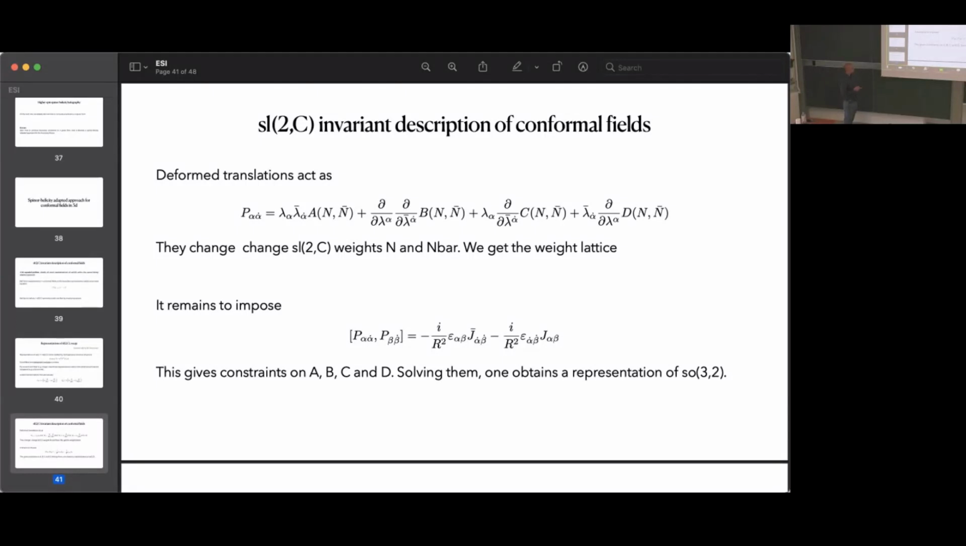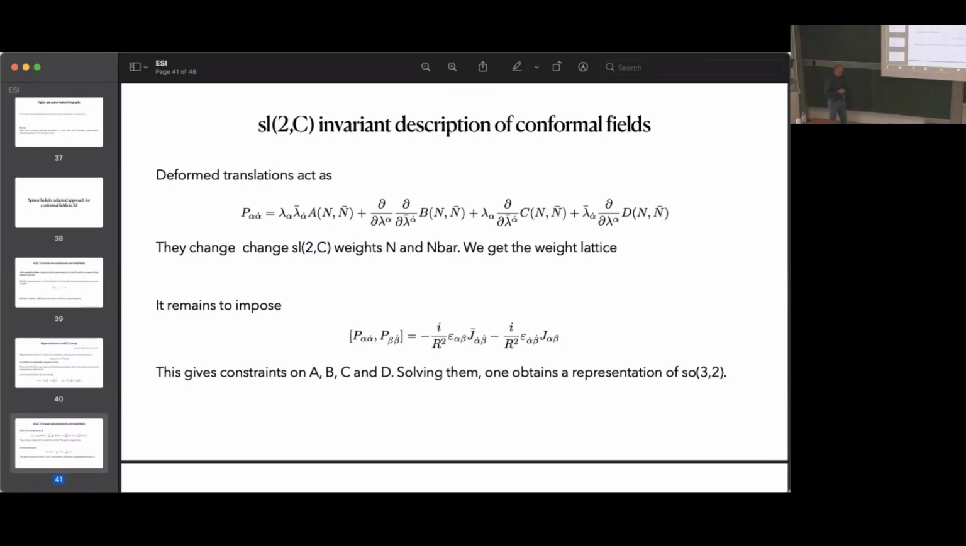So once we fix how Lorentz transformations act, we look at the way deformed translations act. And here I'm just making the most general ansatz, which is consistent with the fact that this P should be a vector with respect to SL2C, which means that it has to have 2 indices, alpha and alpha dot. And you can see that each term indeed carries 1 alpha index and 1 alpha dot. And this is the most general ansatz. And here the functions A of n and n bar are still arbitrary functions that have to be fixed in the following.